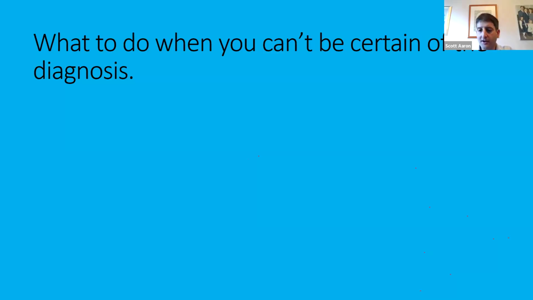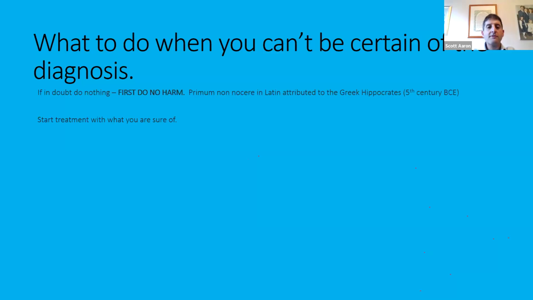What do you do if you can't be certain of the diagnosis? And whoever you are, you can't always be certain. If in doubt, first do no harm. Primum non nocere. I don't know if my Latin pronunciation is any good, but the Latin is attributed to the Greek, to Hippocrates from the 5th century BCE. If anyone can explain quite why that is, I'll be interested, just as a student of history. You start the treatment with what you're sure of.